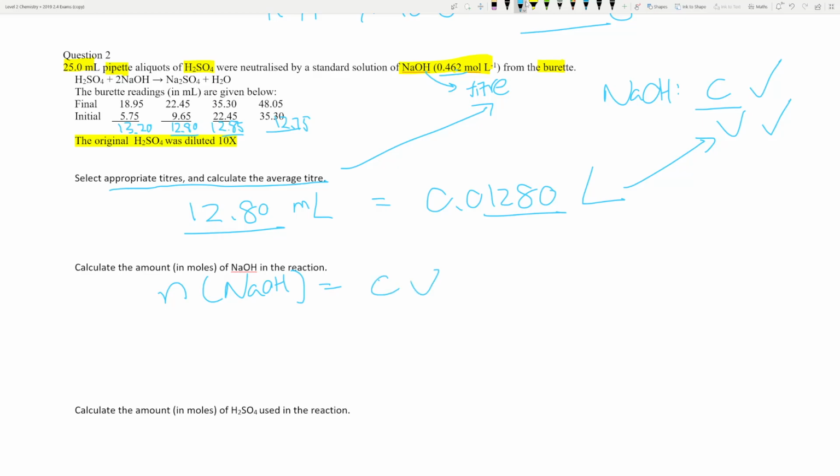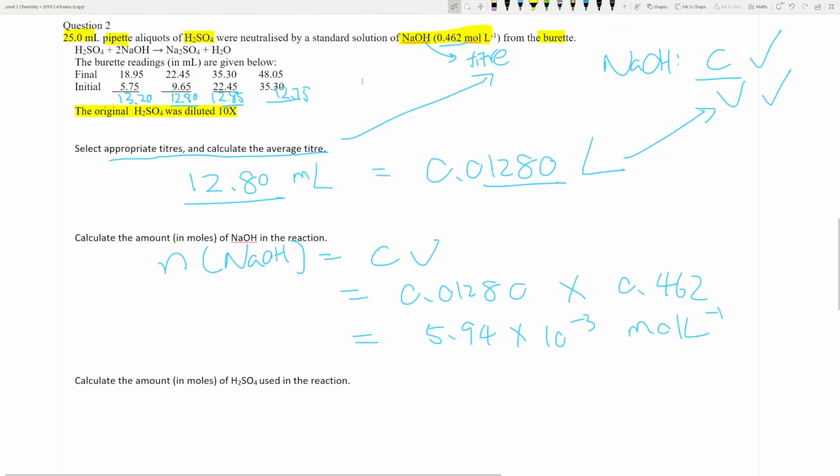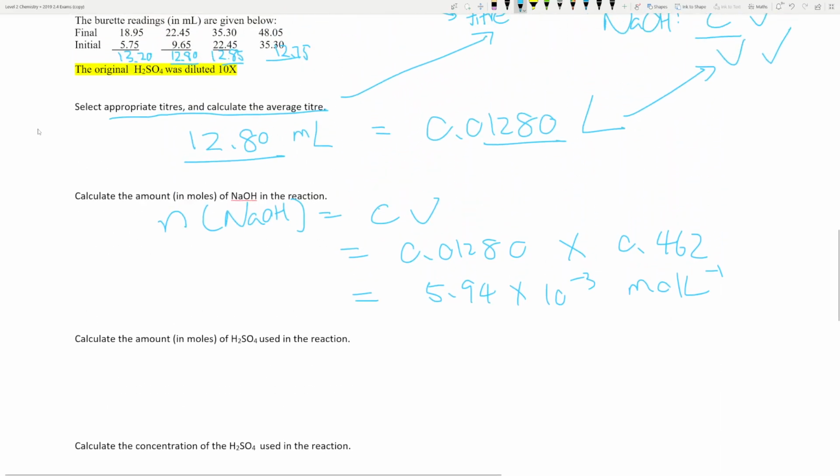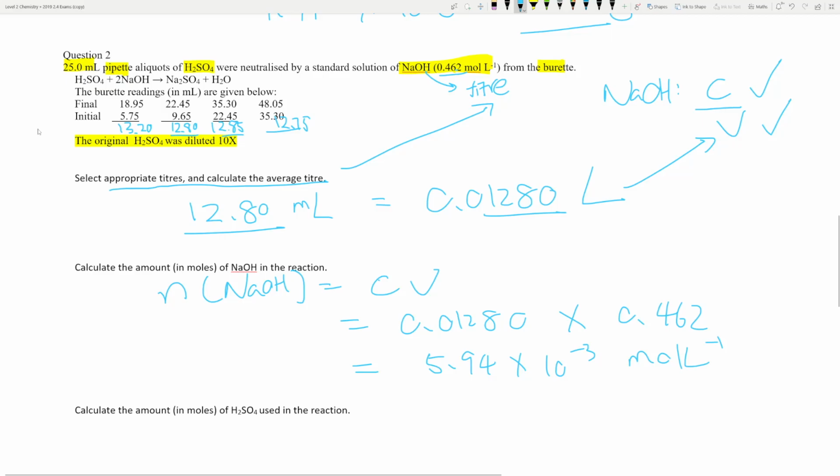All right, so let's look at the moles. So this is n equals CV, so this is just going to be 0.01280 times 0.462, and that will give us 5.94 times 10 to the power of -3 moles. Again, you don't just sit there and watch me do this. I always tell the people in my class, actually use a calculator, crunch those numbers in, because while you're doing that, you're practicing this, and that means you have a lower chance of making the silly mistake in the internal.